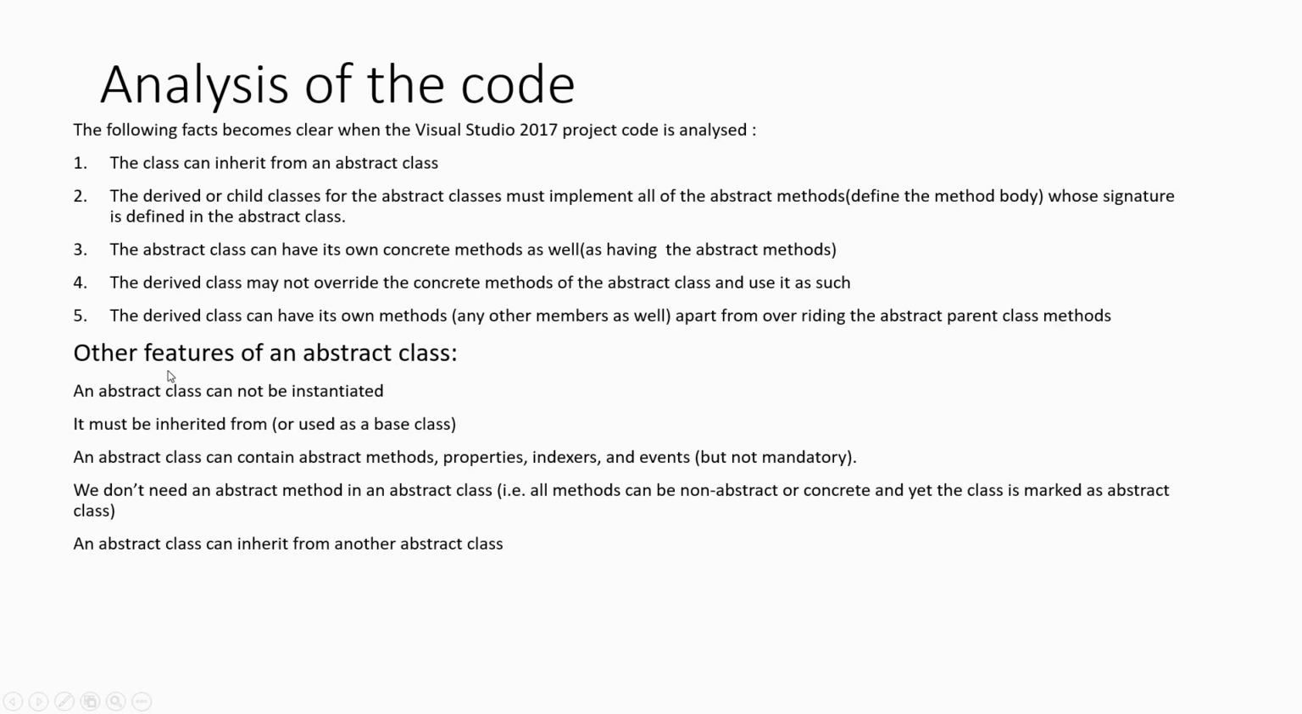And some of the features which were not covered in the example are: an abstract class cannot be instantiated because it must be used as a base class and derived from or inherited from. An abstract class can contain abstract methods, properties, indexers and events, but it is not mandatory. You can have only the non-abstract methods and properties. So that's also pretty much associated with the abstract class. It can or cannot contain the abstract members. We don't need an abstract method in an abstract class. Yeah, that's what I was telling. An abstract class can inherit from another abstract class. Okay, that's it.